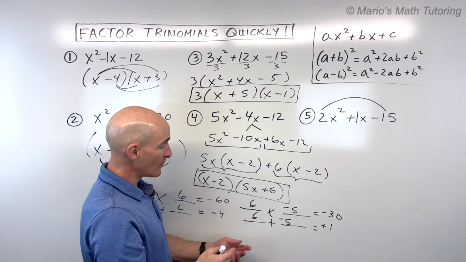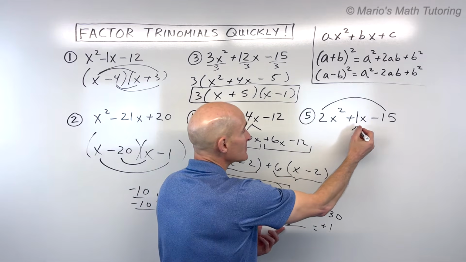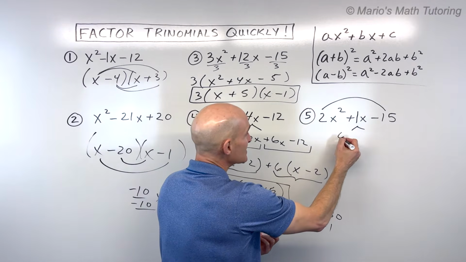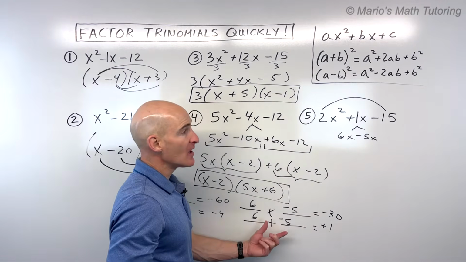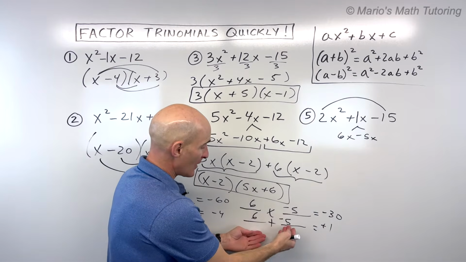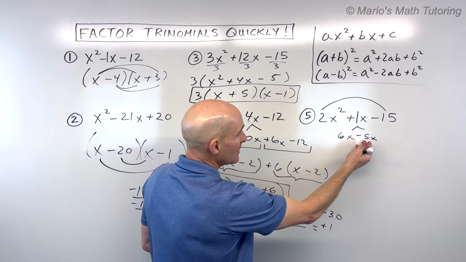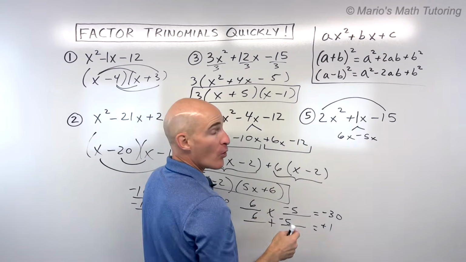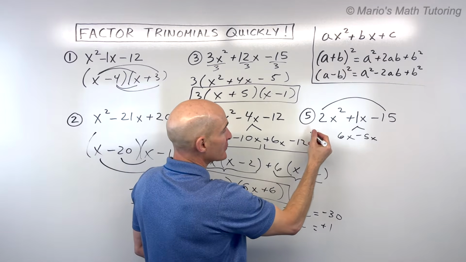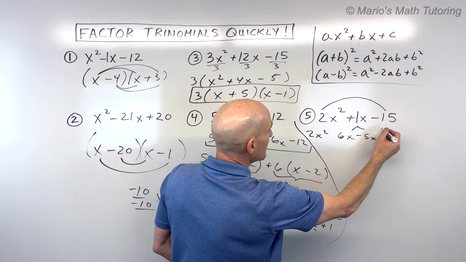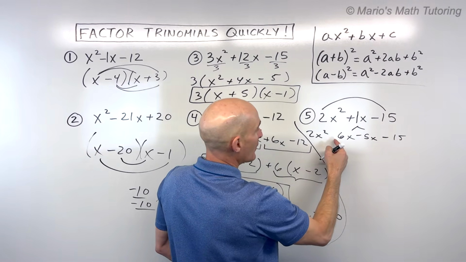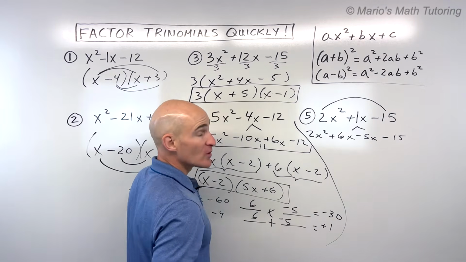Once we find those numbers, we're going to use them to split this middle term into 6x and negative 5x. See how that adds up to 1x? You're going to have to add the x in. We don't have that here, we just have the coefficients, but we want to put that x so that it adds up to 1x. We bring down the first term. We bring down this last term, and now we have 4 terms, which we can factor by grouping.